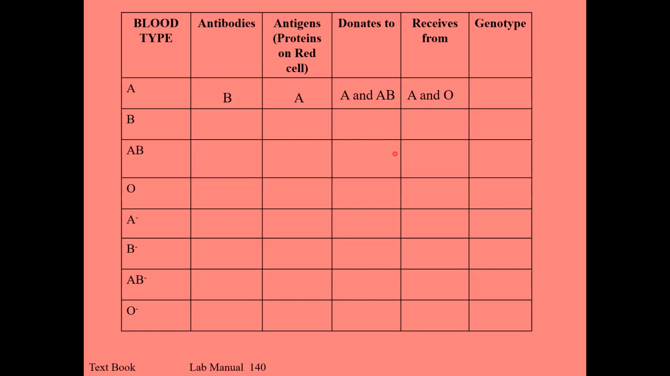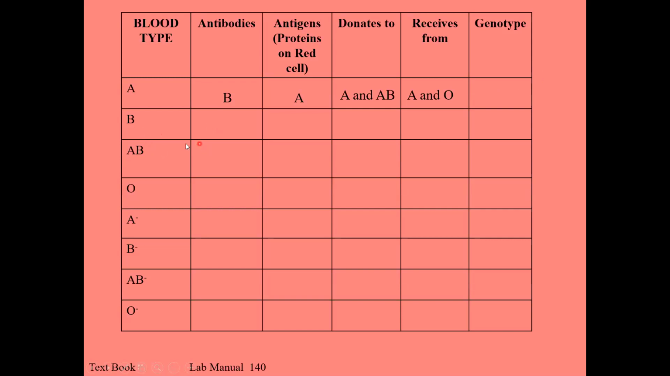Now, on the other hand, A can receive only from A. They are compatible, and they can receive from O. How can O be received by A? Because remember, O has no antigens. So even though the person with type A has anti-B, it has no way to attack because the O blood cells have no antigen. If there's no antigen, there's nothing to attack. So that is the premise. We're not going to go into genotype. Genotype is important when we're talking about different traits.